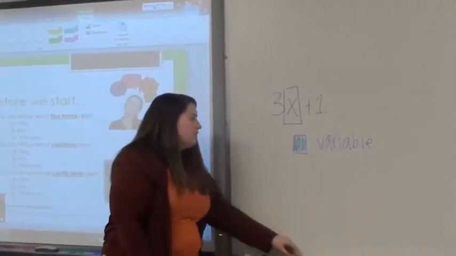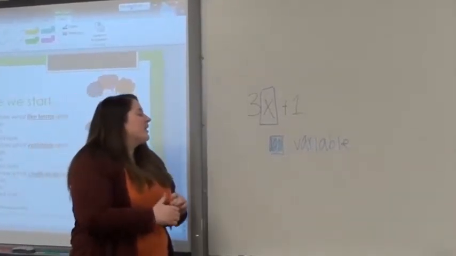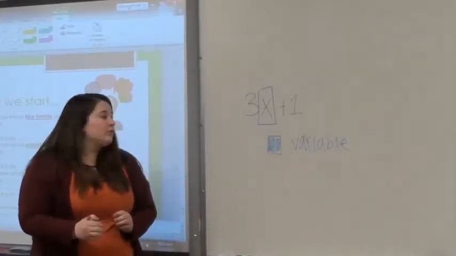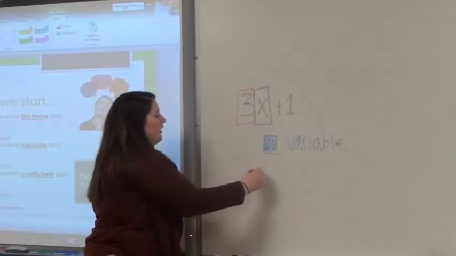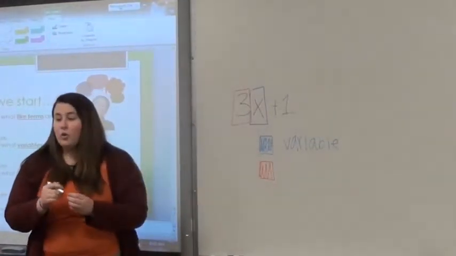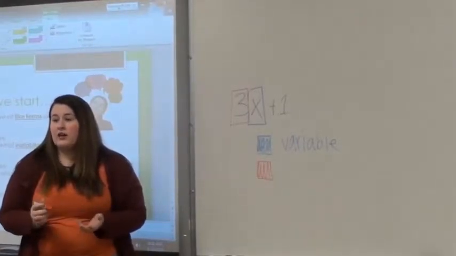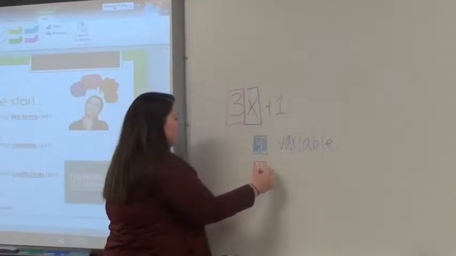Now, the coefficient sounds like a big scary term, but it's really not that bad. Basically, it's just the number in front of the variable. So for this example, that would be 3. That is our coefficient. Now, a coefficient can be anything, a whole number, a negative number, a fraction. Basically anything that's in front of a variable is a coefficient. So we're just going to keep that in mind.